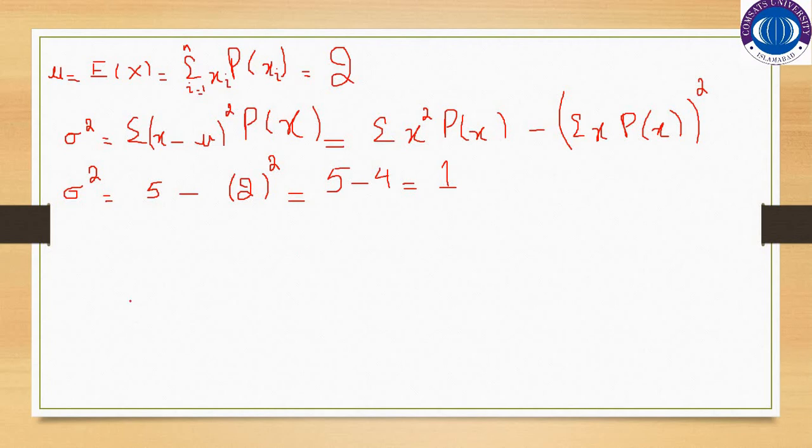You can find out the standard deviation too. As you know, the standard deviation is the square root of the variance, as we have discussed in previous lectures. So by taking the square root on both sides, we will get the standard deviation, which is also 1 in this particular case. In this way, you can find out the mean or expected value and variance of the random variable.